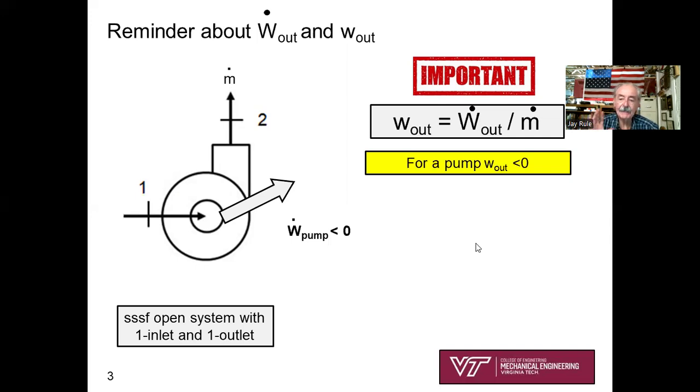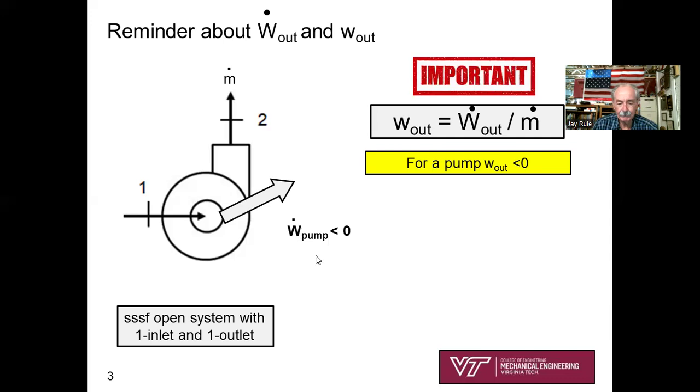Let's also remind ourselves, to get consistent with the textbook and consistent with typical engineering computations, the relationship between little w for an open system compared to W dot for an open system. So recall that little w out equals W dot out divided by m dot of the pump.